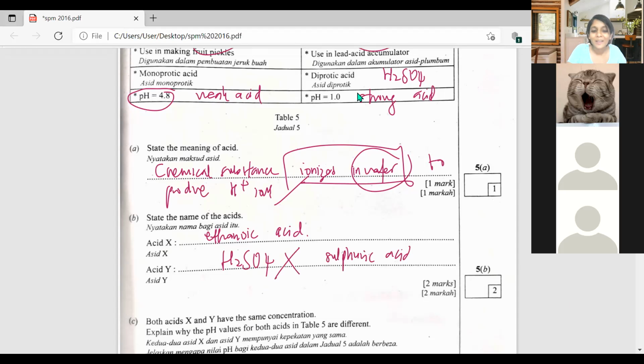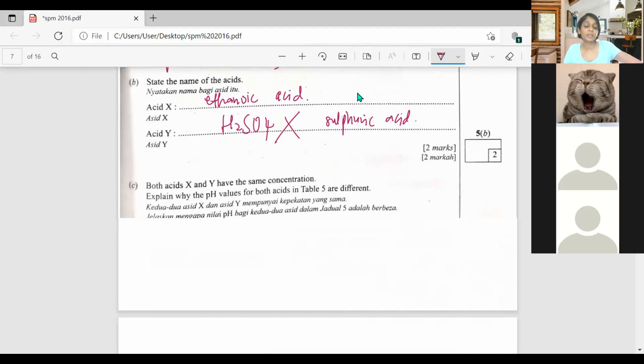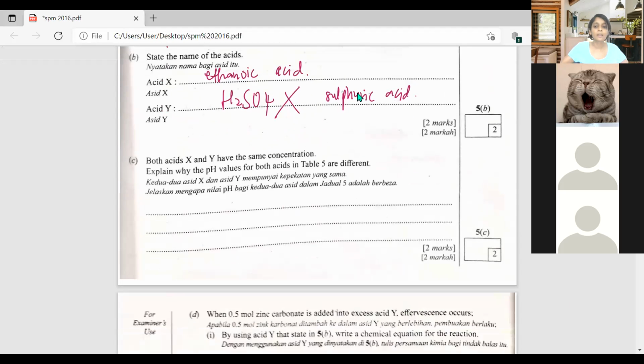Now, this is a famous question. It can come out in structure, it can come out in essay. 2 marks. I'm going to give you that time to do yourself now. 1 minute. Those who are stuck can also try.